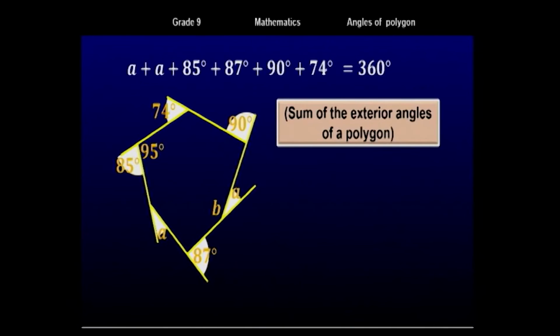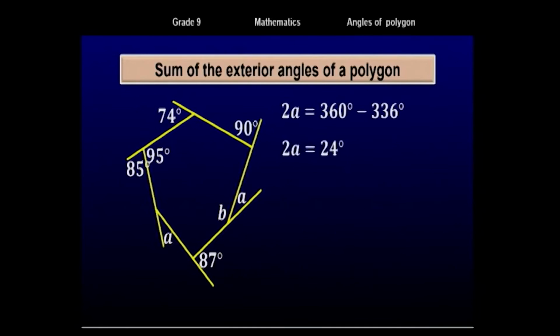Then you can simplify. And here you have to write the reason also. When we write an equation, every time you have to write the reason with these equations. Then you can simplify: 2a plus 336 degrees is equal to 360. Then 2a is equal to 360 minus 336. 2a is equal to 24 degrees. But here we have to find the value of a. What do we have to do? Yes, 24 divided by 2. That means a is equal to 12 degrees.